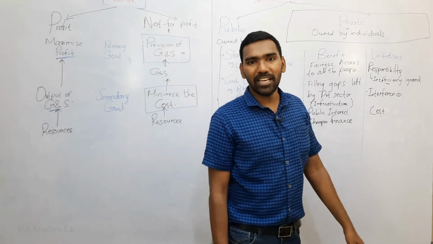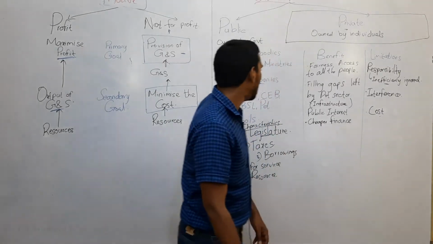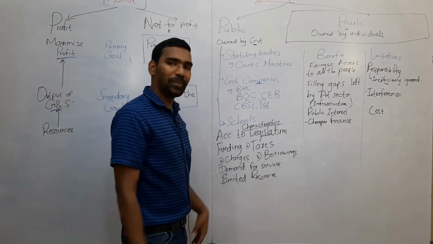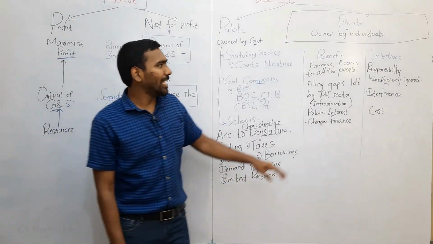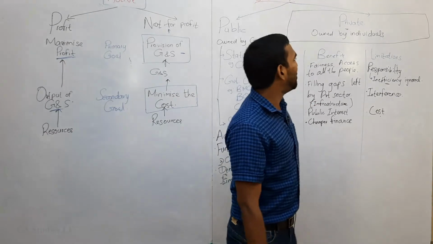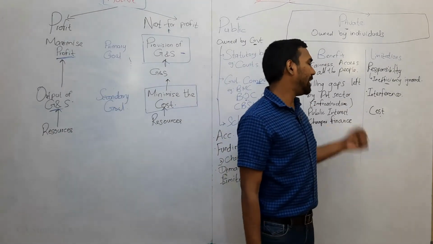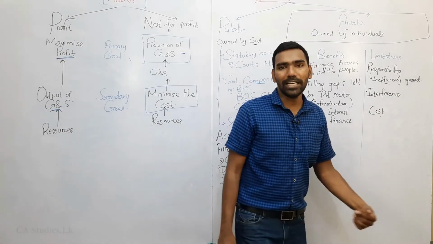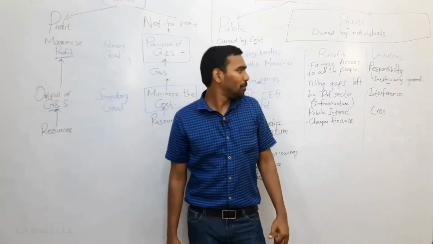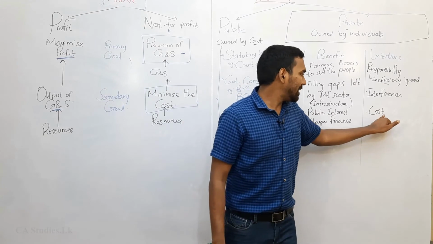So what happens when there are inefficiencies in the organization? The cost goes up, and who pays for it? The taxpayers again. So that is again a limitation of a public owned entity: interference by politicians, which leads to inefficient decision making. The next point is cost.